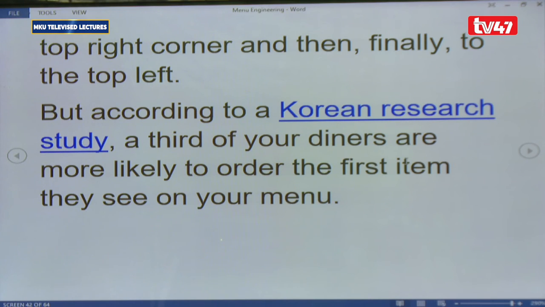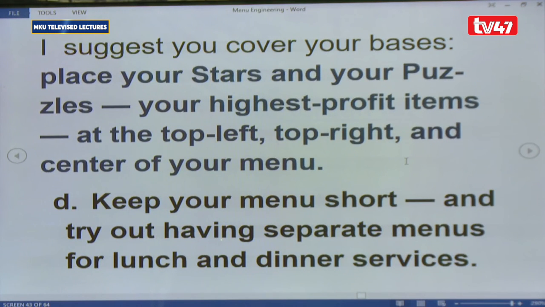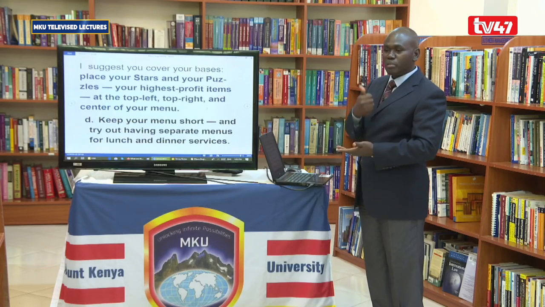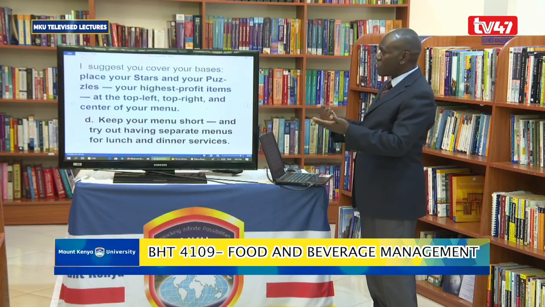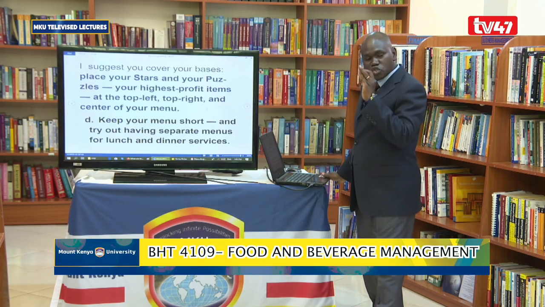That's one school of thought, and that's majorly what we have been using most times when designing our menu cards. But a Korean research study also gave us another school of thought, that a lot of your diners are more likely to order the first item that they see on your menu. So that talks about emphasizing and bringing out prominently the items on your menu which you want the guests to buy. So I suggest you cover your bases. Place your stars and your parcels, your highest profitable items, at the top left, top right, and the center. So when you are thinking about where to put the item that you want to make a killing on in terms of profit, please place them in the three areas using the triangle magic.